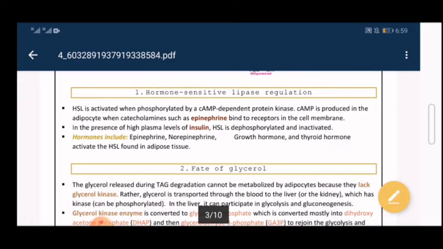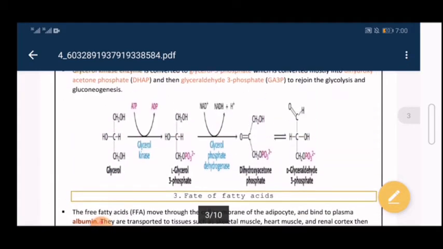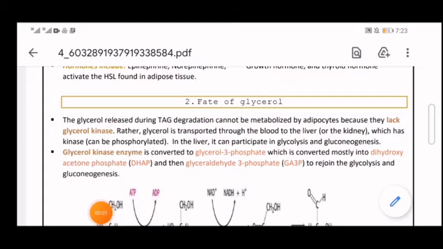Of course, epinephrine is not the only hormone controlling HSL. Others include norepinephrine, growth hormone, thyroid hormone, and other hormones which are not included here. Now we need to know the fate of glycerol and the fate of fatty acids. Fate of glycerol. Before reading the paragraph, we are going to discuss it in an easy handwritten concept map, and then we are going to come here.